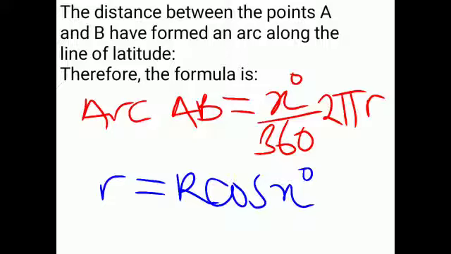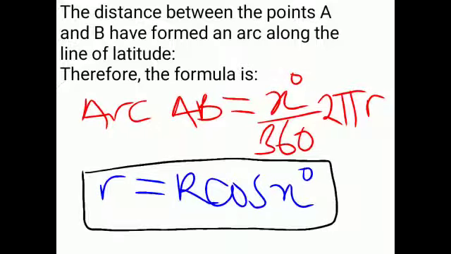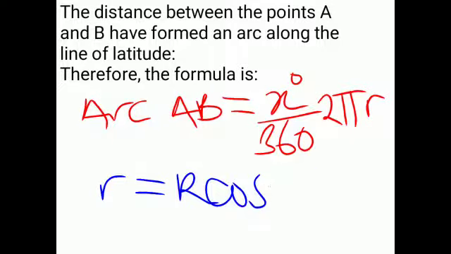Therefore, the radius is going to be calculated by the formula: radius is equal to the radius of the earth, R, times cos x degrees, where x degrees here is representing the degree of the latitude. So let's see, what does this now tell us?